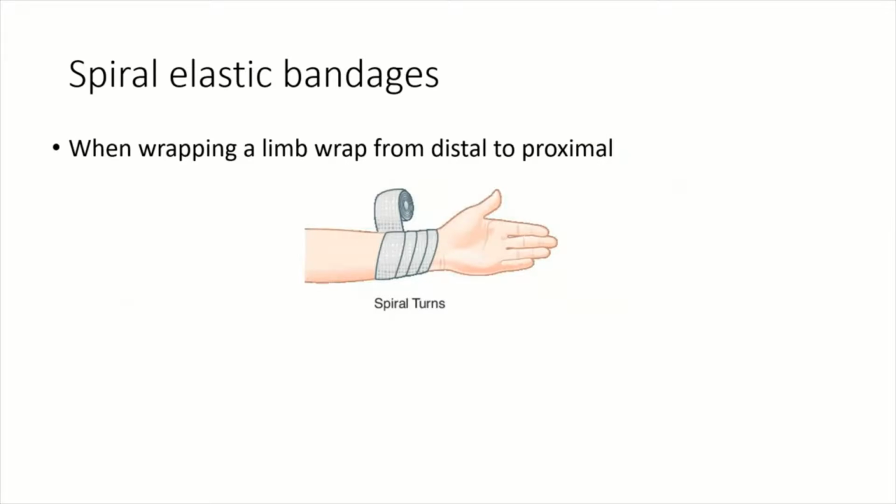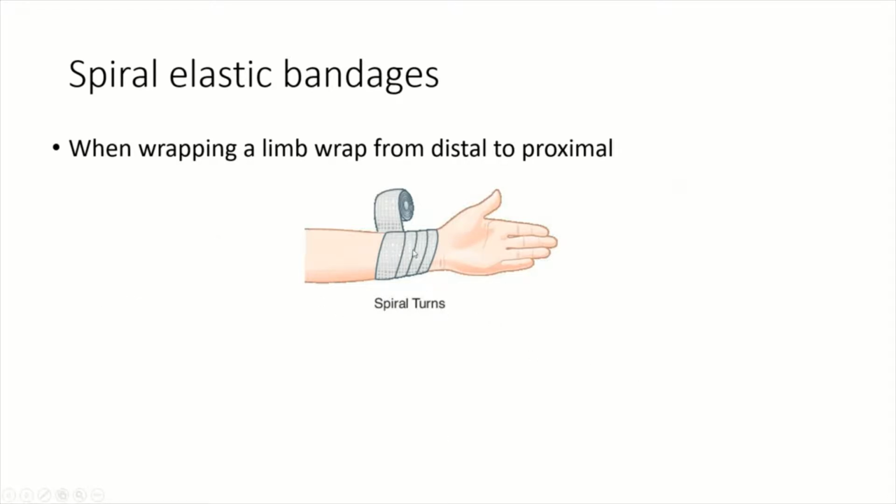Spiral elastic bandages. When wrapping a limb, wrap from distal to proximal. So I'm doing spiral turns. It looks like this one. We started at the wrist and we're wrapping up towards the elbow. So the wrist being distal and the elbow being proximal.